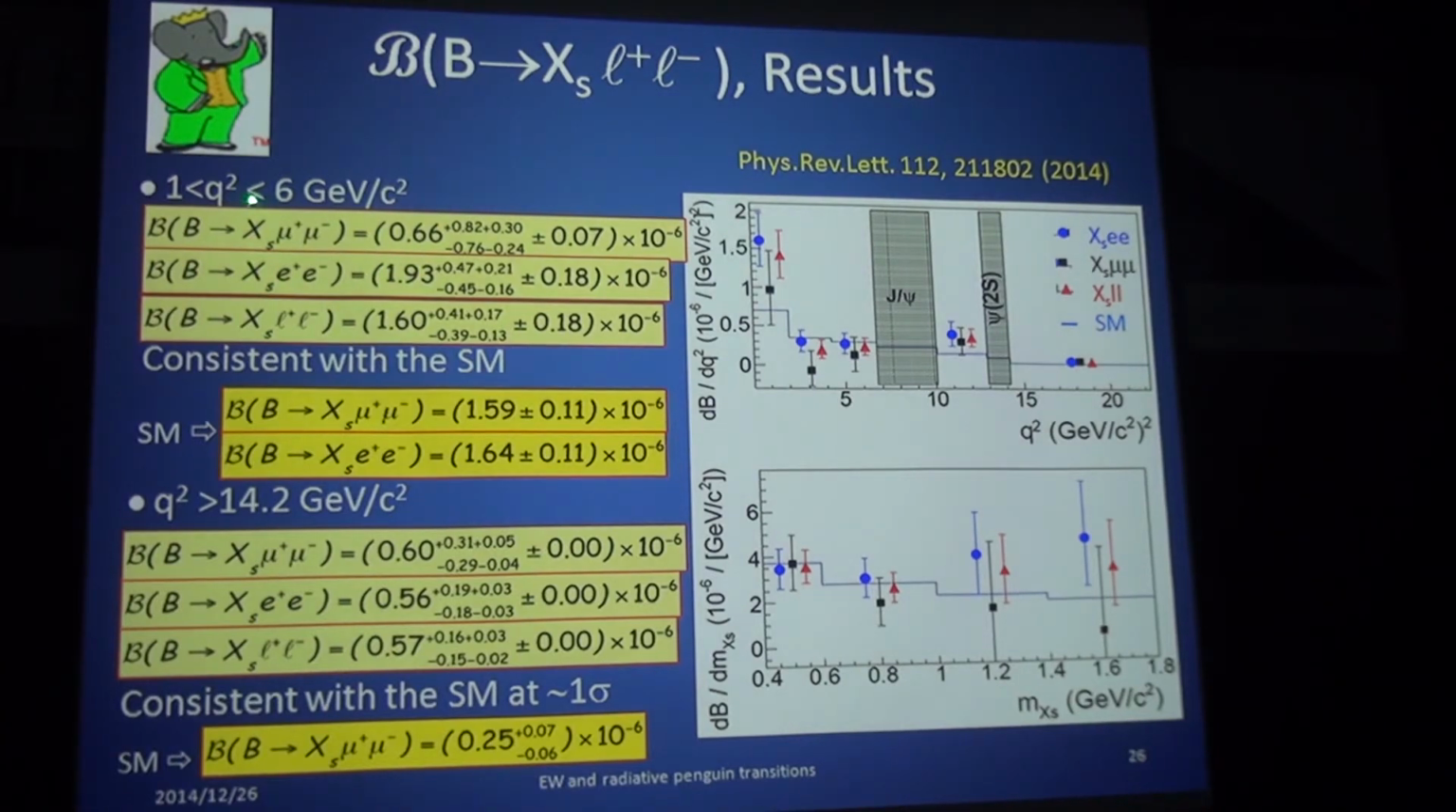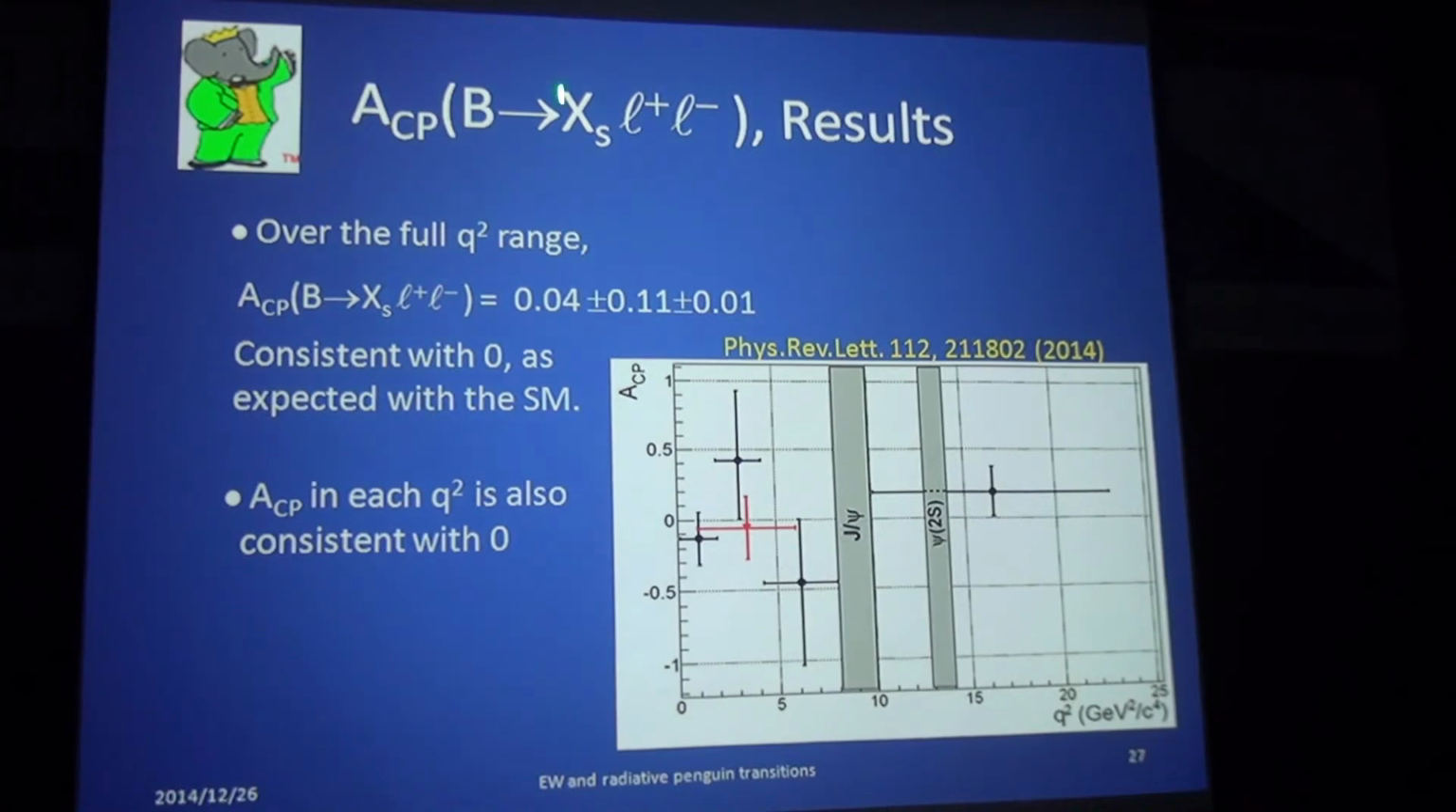The branching fraction they measure for the S mu mu mode, the S e e mode, and the combined mu mu and e e results, is compared with its standard model expectation. So far, they are still consistent with each other. For the largest q squared region, they report the branching fraction and the standard model expectation. They say it is within 1 sigma deviation, since the experimental measurement has larger errors. Then they also report the CP asymmetry in 4 different q squared bins. So far, no surprise is observed.